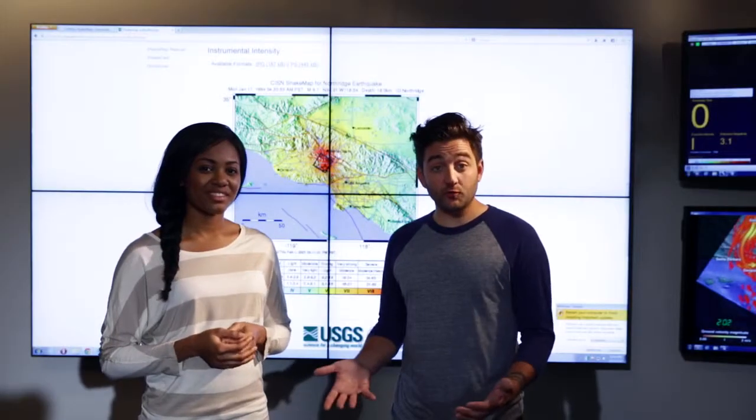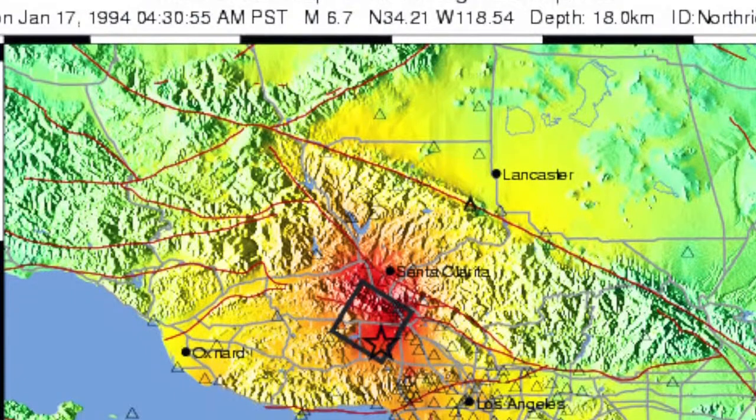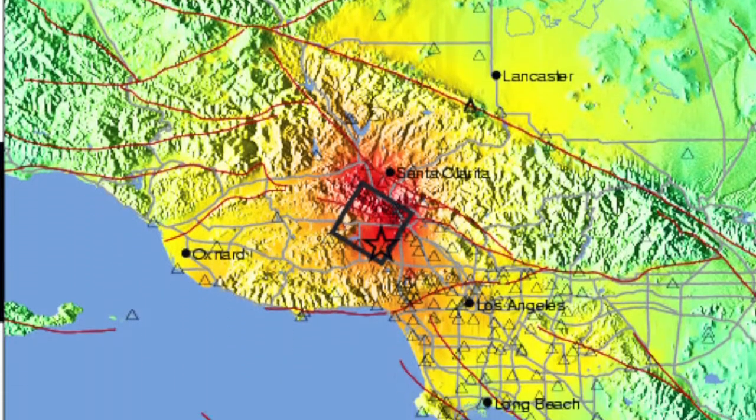The Northridge earthquake was so devastating, partly because it occurred in such a populated area. According to the Southern California Earthquake Center, this was the first earthquake to strike directly under an urban area since 1933. And it occurred on a blind thrust fault. That basically means that the fault line is not visible at the surface.